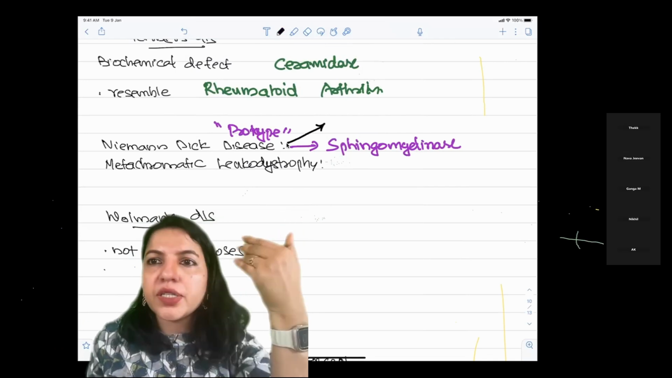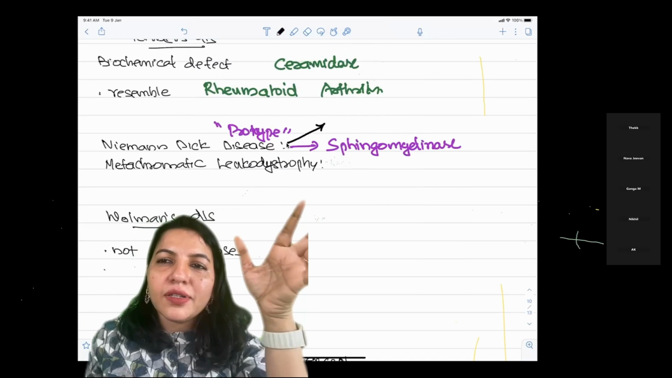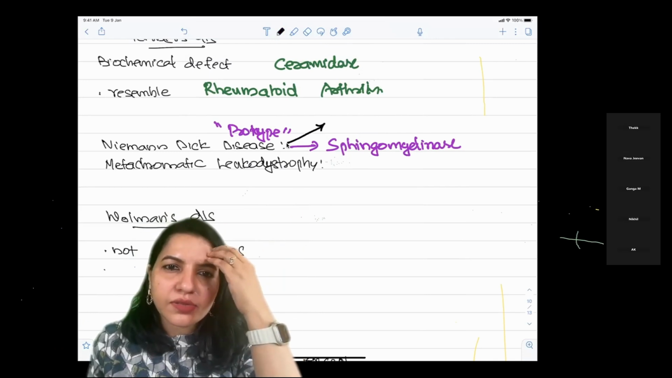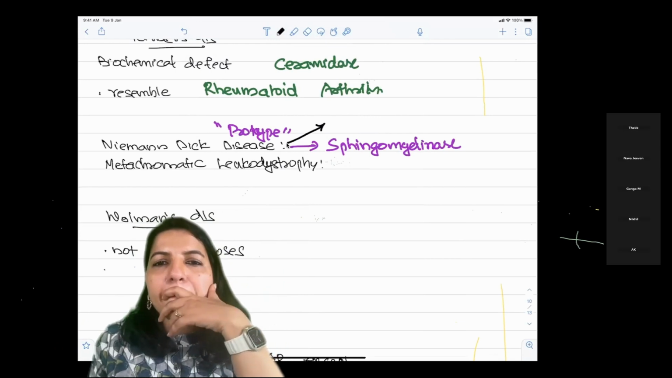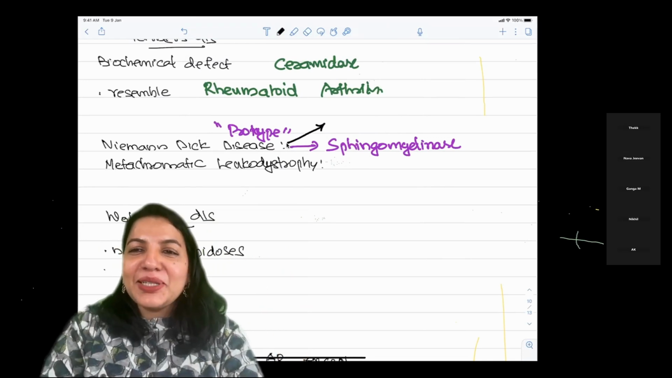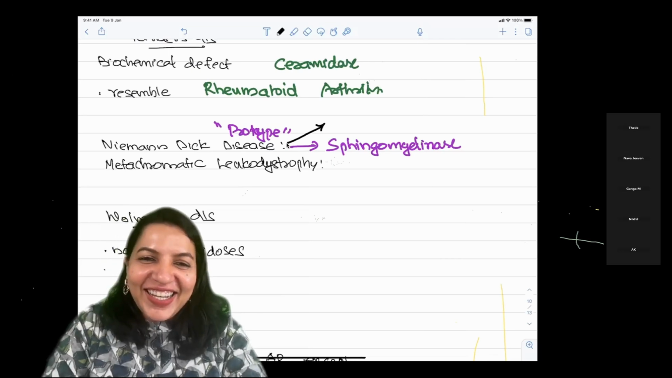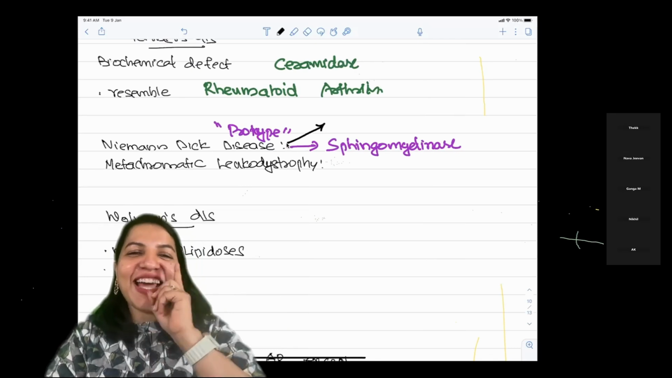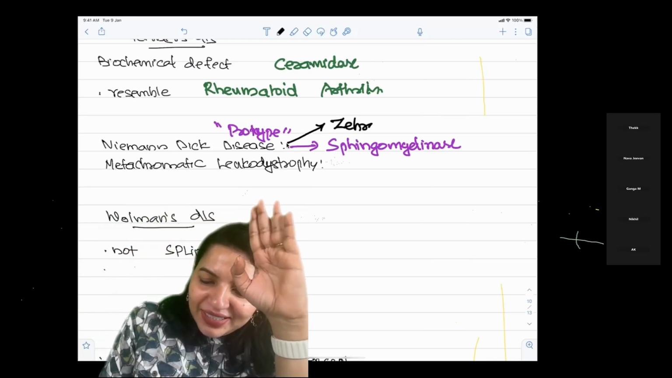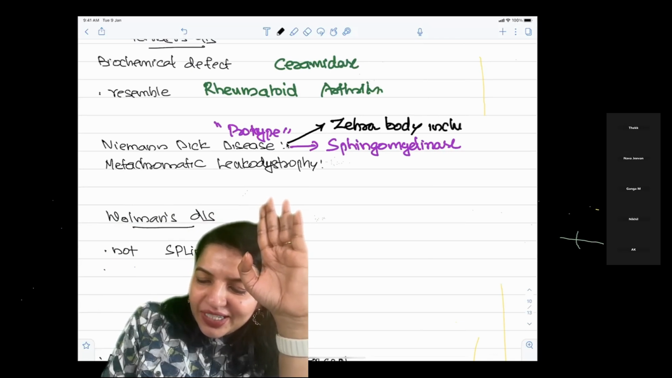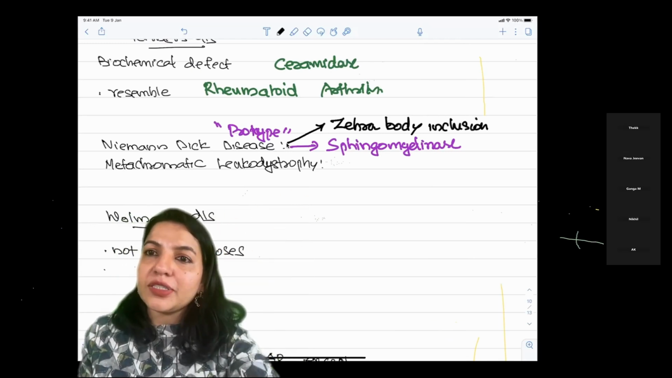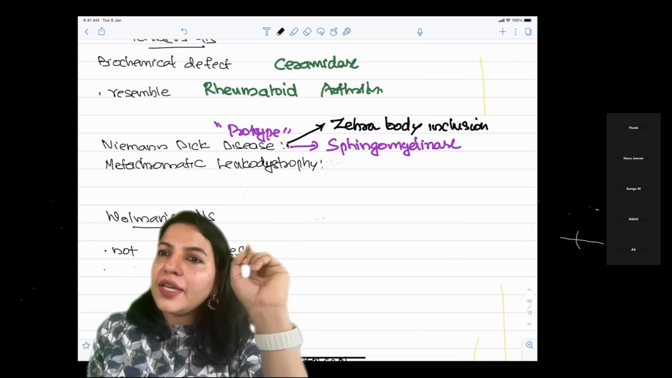Next, this disorder has a peculiar inclusion body. What is the inclusion body you can find in Niemann-Pick disease? Whenever you go through the road, you can see this. I got the answer. Zebra crossings you can see, right? So zebra body inclusions are seen in Niemann-Pick disease. With all the classic features of sphingolipidosis and zebra body inclusions, you can definitely say the answer is Niemann-Pick disease. Enzyme defect, sphingomyelinase.